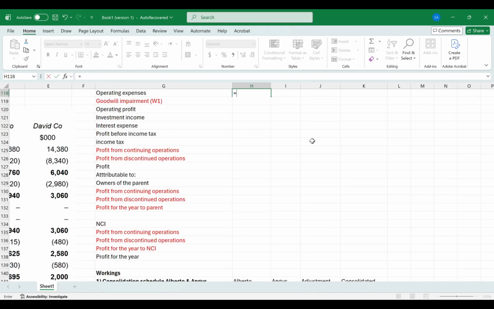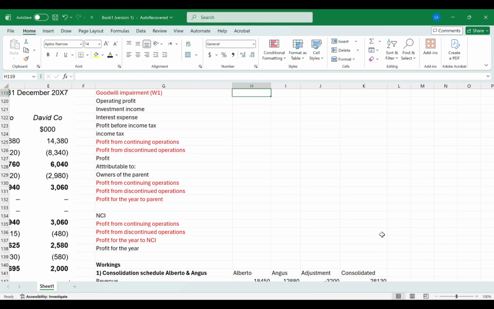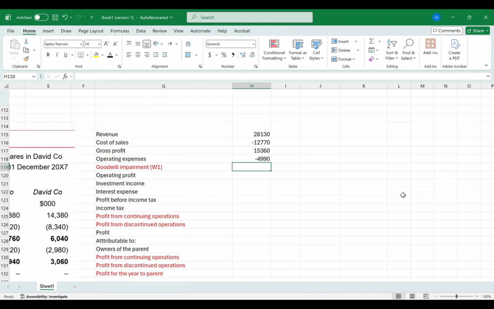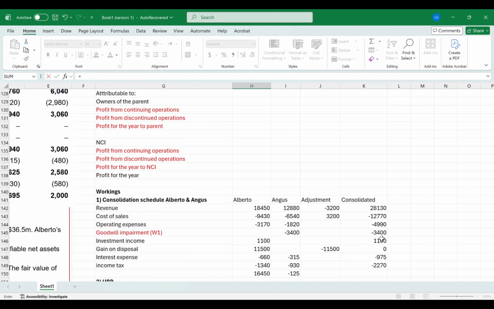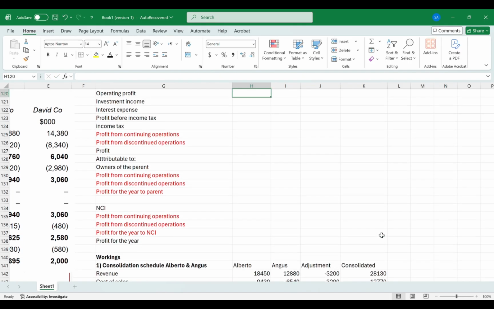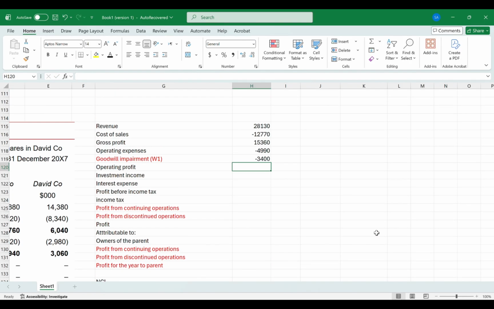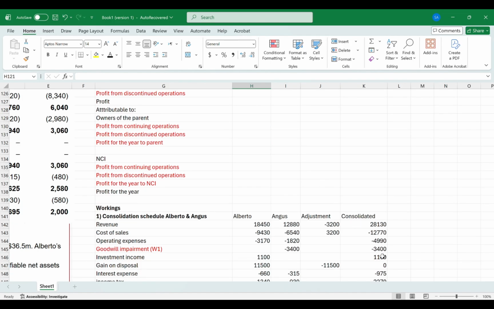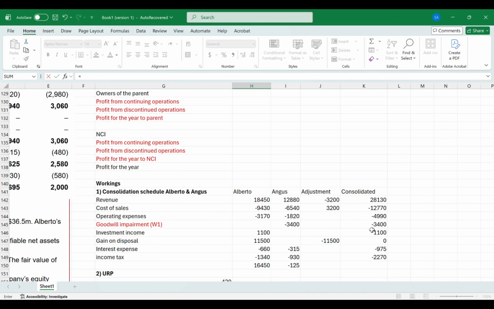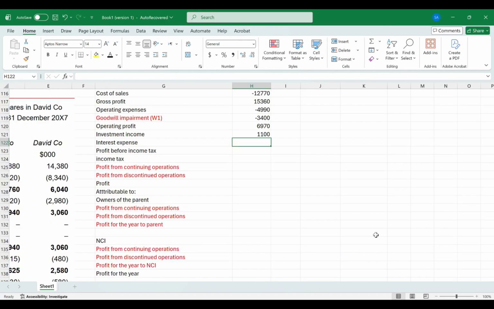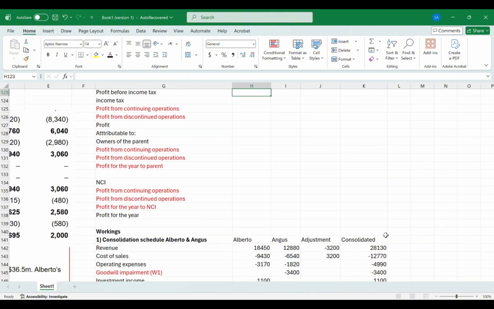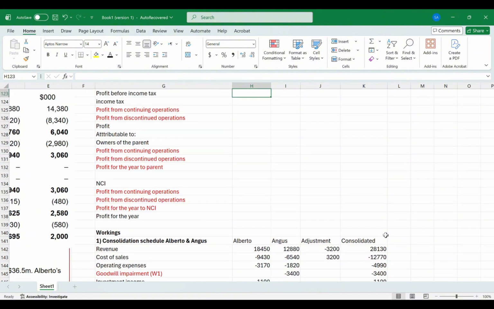And then my operating expenses is simply equal to this. And then my goodwill impairment is this. And then I shall be able to get my profit. Let's take this. And then investment income is this. Just put an equal sign and press the cell. And then interest expense is equal to this.